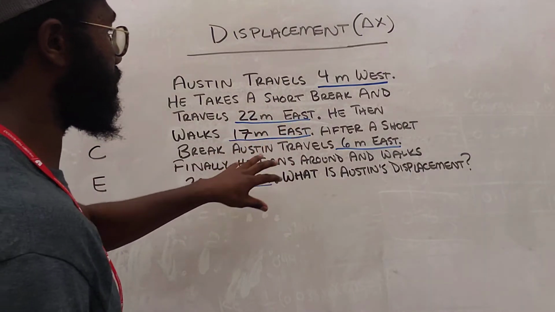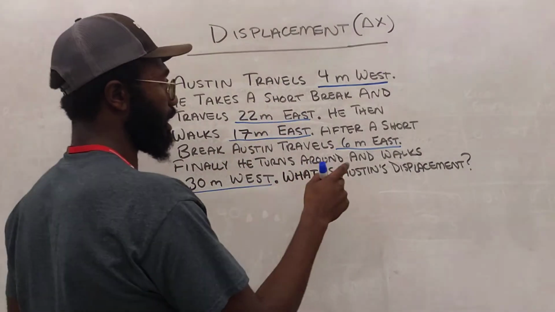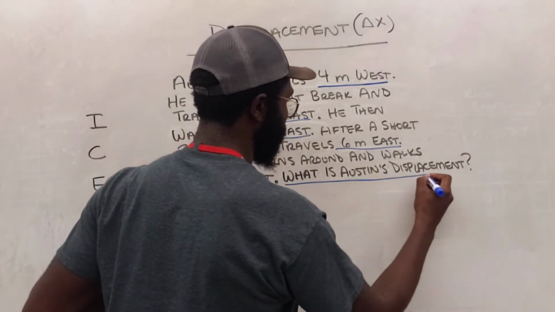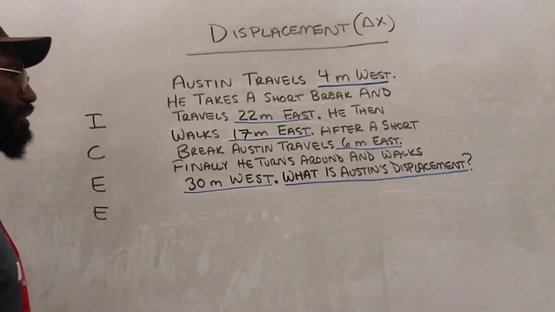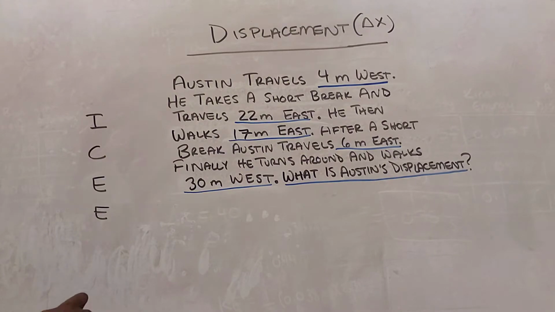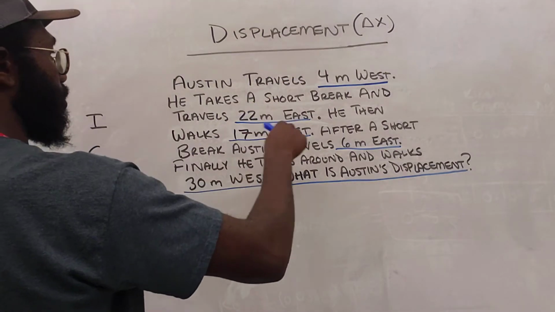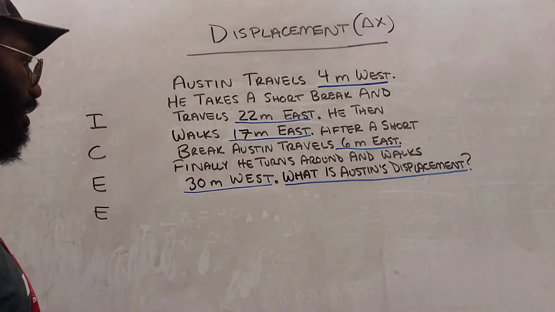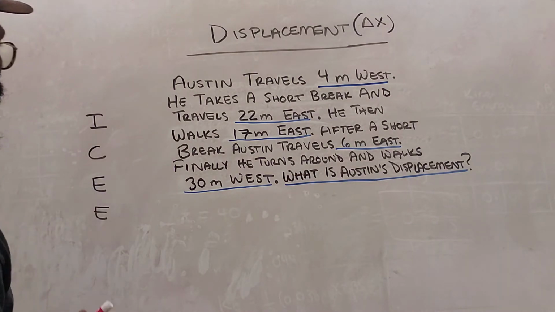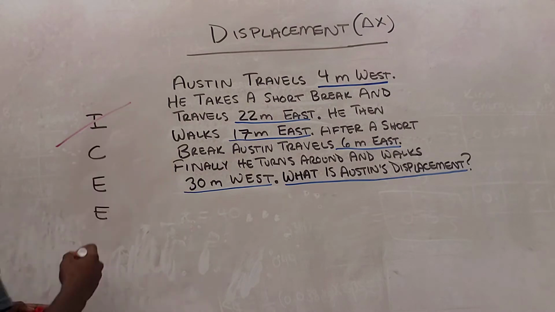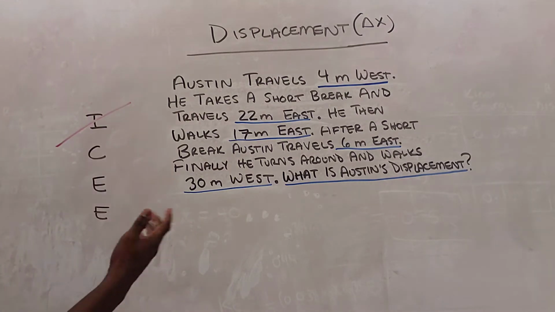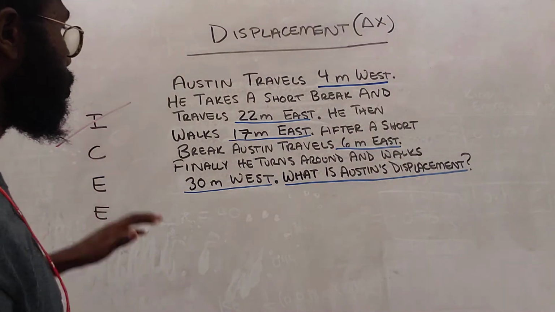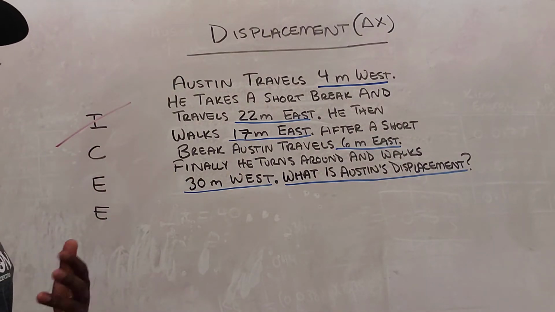Excellent. So we got some measurements there, all right, and here is the question of the problem. It says, what is Austin's displacement? Okay, excellent. So we have identified 5 different measurements in one question in the problem. All right, so we're going to go ahead and cross off the I in the ICE method because we've identified all of our measurements in the question. Now let's go to our categorize step.